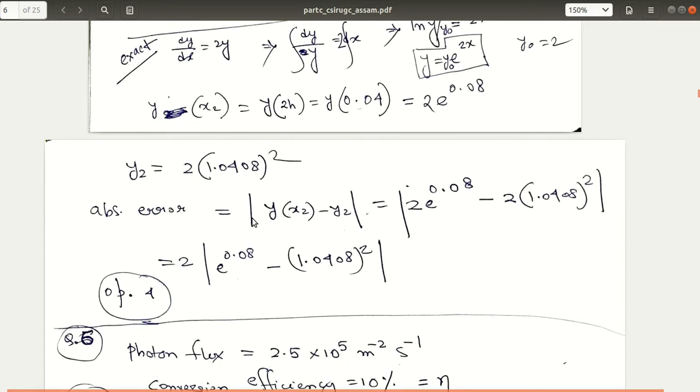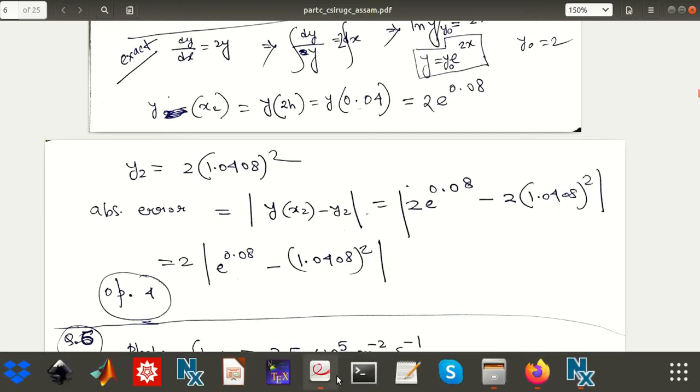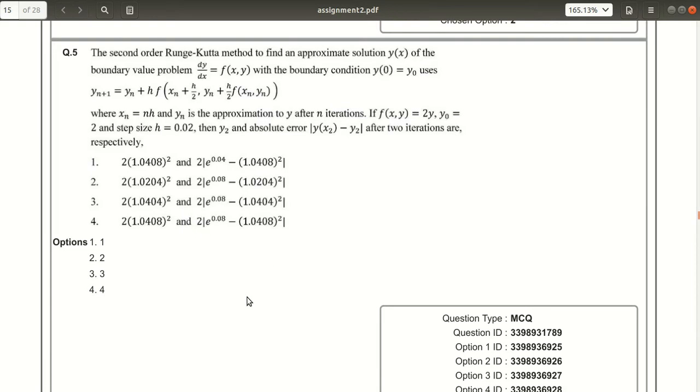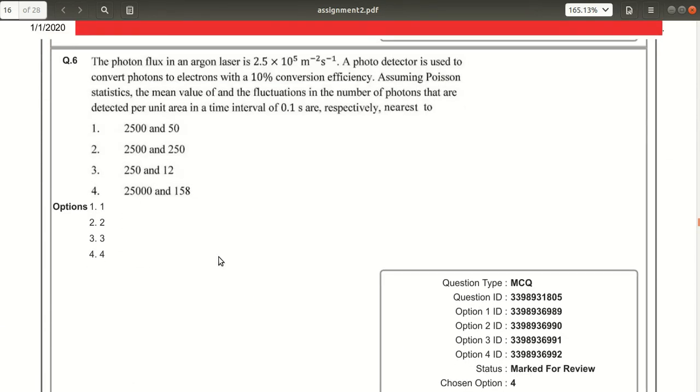So the absolute error is y of x2 minus y2, which is 2 into e to the power 0.08 minus 2 into 1.0408 whole square. So 2 you can take common, so 2 into the modulus of e to the power 0.08 minus 1.0408 whole square. So option 4 will be correct. Yeah, this option 4.